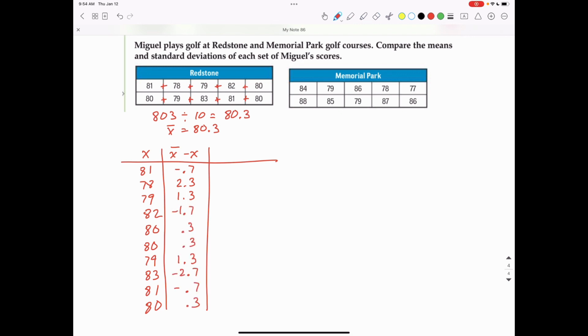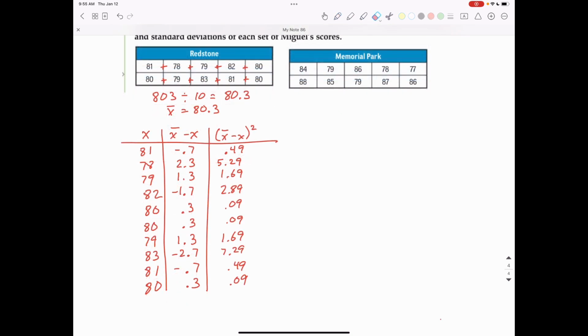And then there's that second column. The third and final column is where we square the second column. That's what (x bar minus x) squared means: we're squaring the second column. So negative 0.7 squared is 0.49. 2.3 squared is 5.29. 1.3 squared is 1.69. And we do that for every number in the second column. That's what our third column is going to look like.